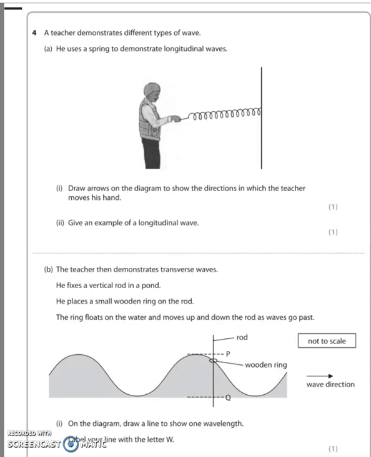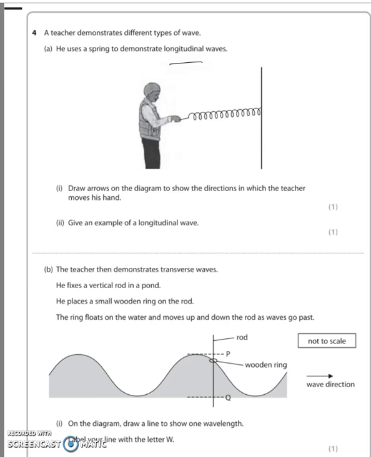Paper 1R, June 2016, question 4. So this question is about longitudinal and transverse waves. In part A, you have a picture of a teacher using a spring to demonstrate a longitudinal wave. So as soon as you see the word longitudinal, hopefully you think also of the word parallel. So longitudinal waves are waves where the vibration is parallel to the direction that the wave is traveling.